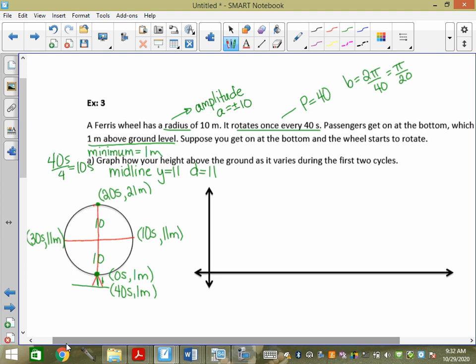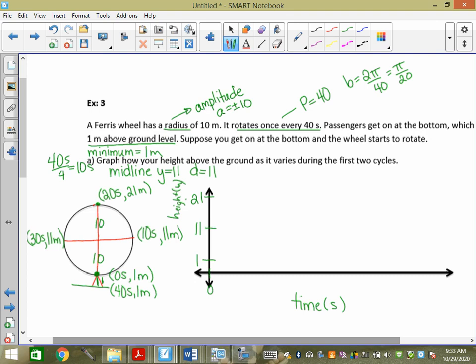Let's do a little sketch. So here would be 1 meter, 11 meters, 21 meters. This is height in meters. I don't know why I put the M's. My goodness. And this is time in seconds.